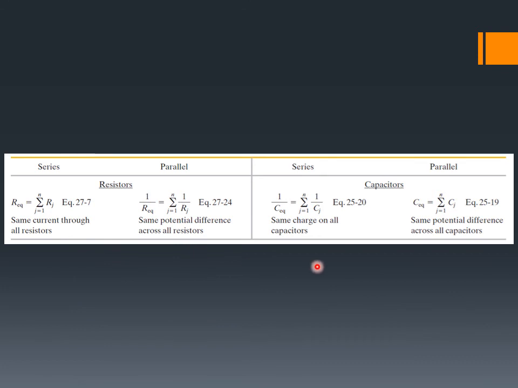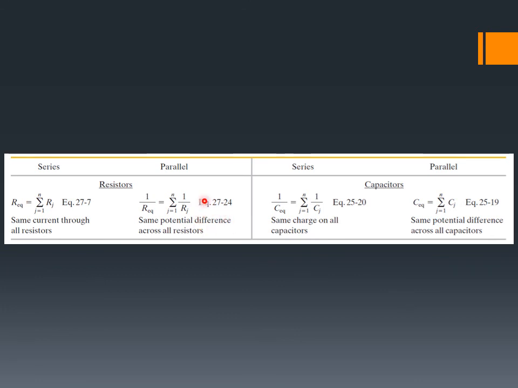Just look at this table. It is very helpful, as it summarizes resistors in parallel and series and capacitors in parallel and in series. First, resistors which we just studied: if they are in series, then we know this equation, which we derived in the previous lecture. The same current flows through all resistors. If you compare it with capacitors in series, the equation is different: 1 over C equivalent is equal to the sum of 1 over Cj. Here we say that the same charge is on all capacitors.